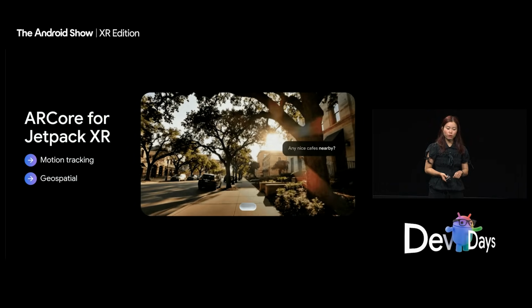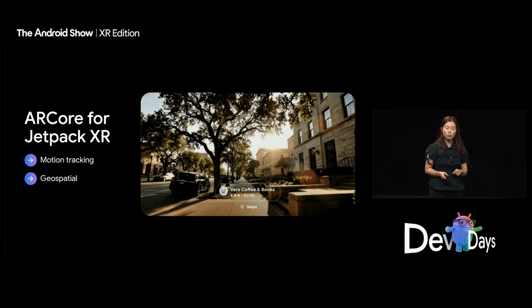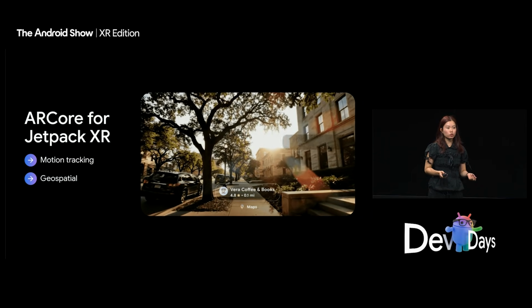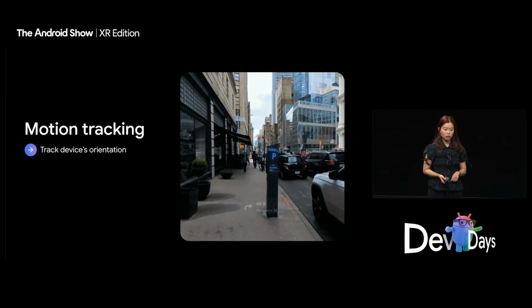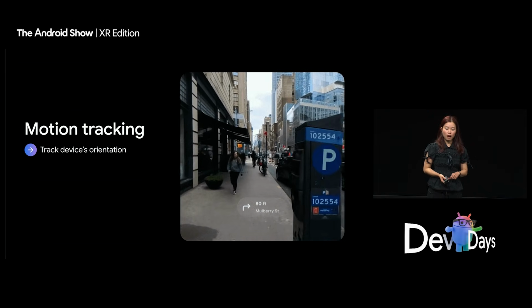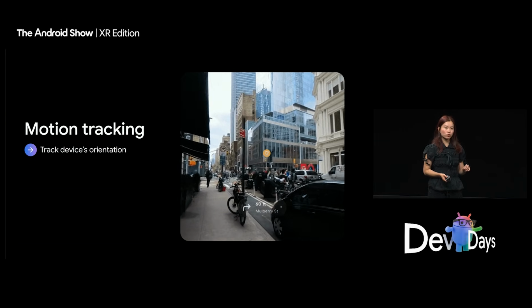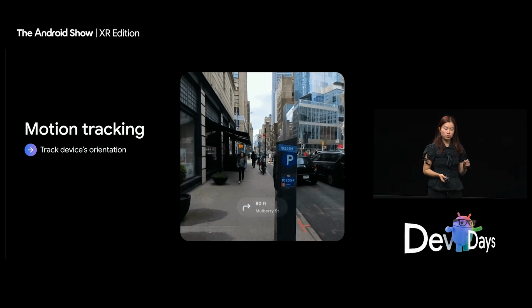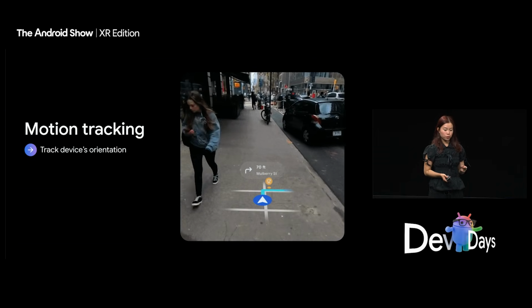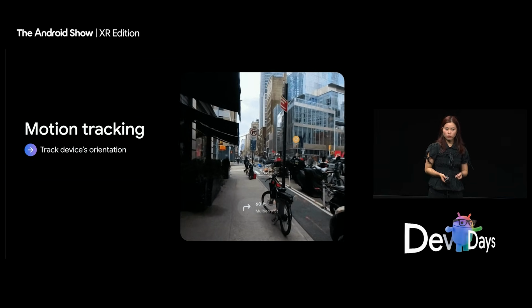With Developer Preview 3, we have expanded the ARCore for Jetpack XR library to support AI glasses with the motion tracking and the geospatial APIs. The motion tracking API allows you to track the glasses orientation in the world. This is the foundation to enable experiences where your digital content can interact with the user's movements. For example, you can have content show up only when the user tilts their head downwards.